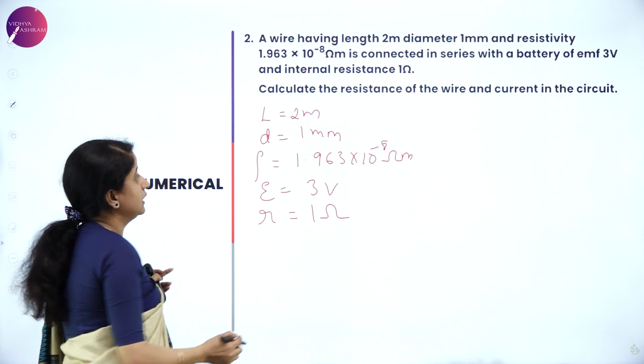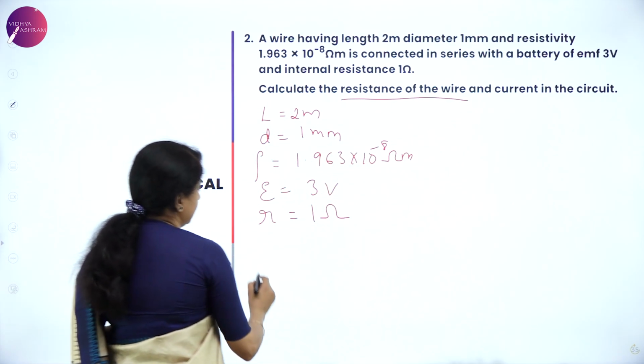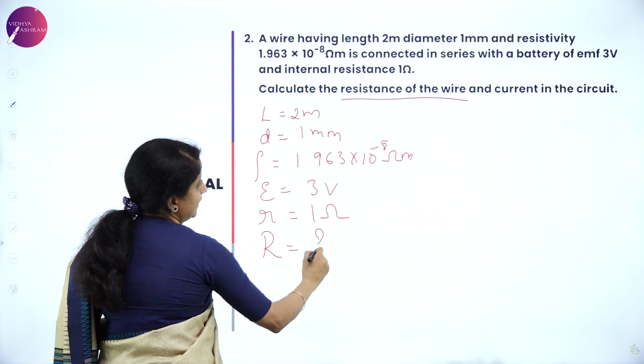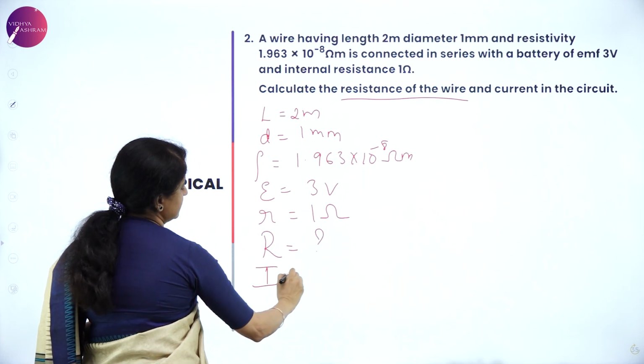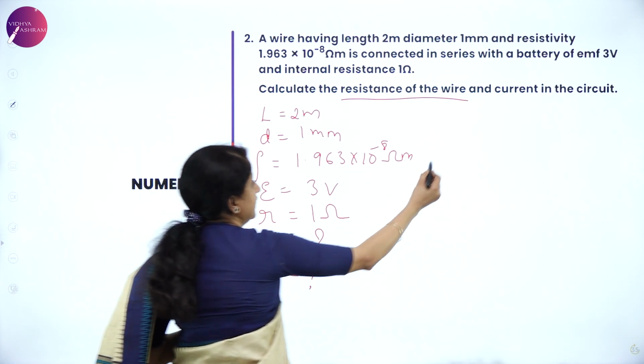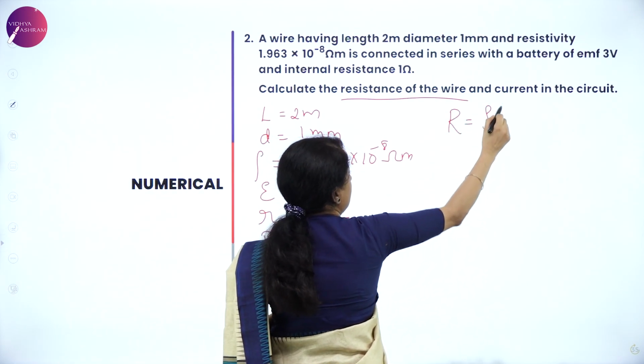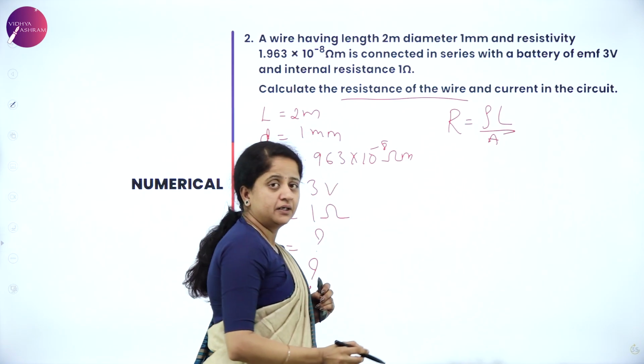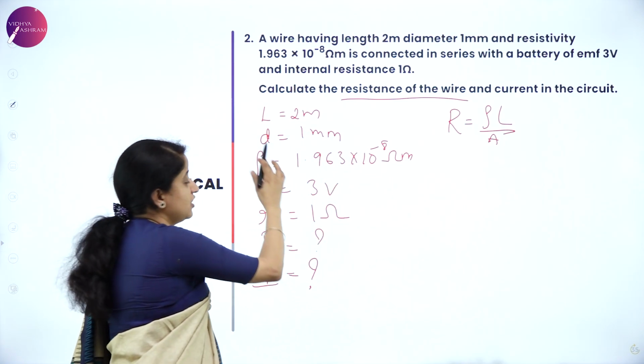So here we have to calculate the resistance of the wire that is capital R and the current in the circuit. Current is denoted by I. And what is the formula to find out the resistance? Again it is R is equal to rho L divided by A. But A value is not directly given.